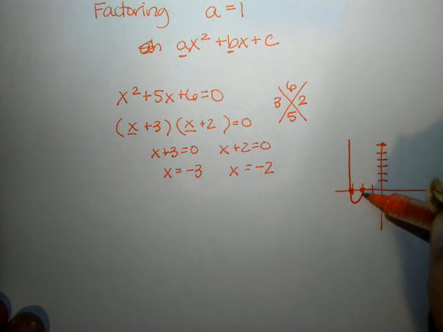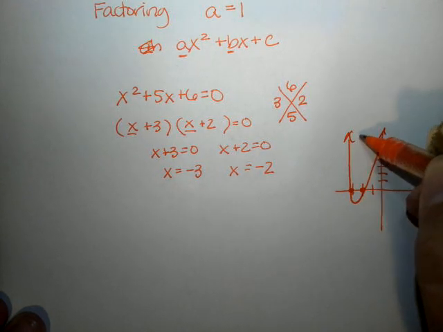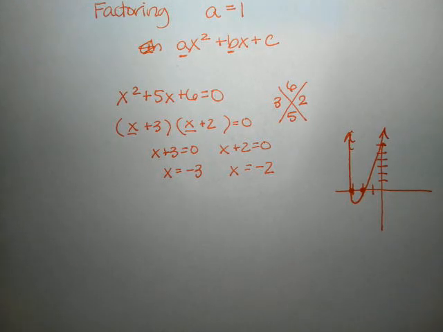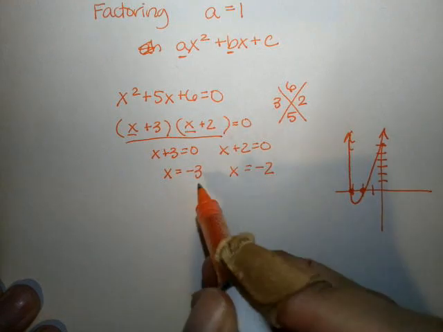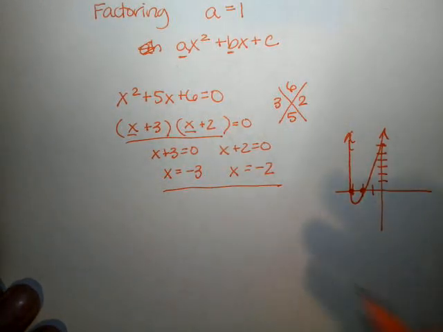I could find my vertex by taking negative b over 2a, but that's something we're going to learn later, so we're not going to do that. Right now you just need to know how to factor and how to solve for x.